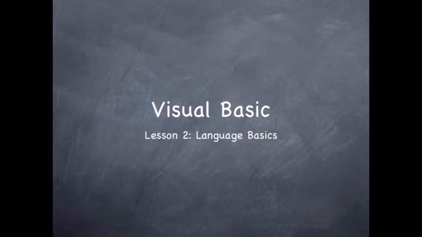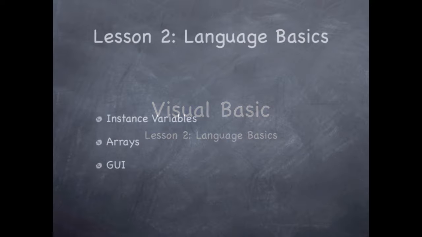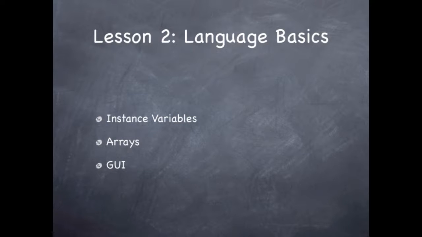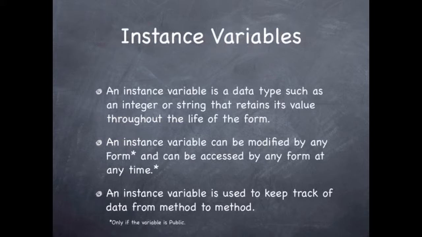Now, unlike Lesson 1, which was just basics, this is more oriented towards Visual Basic rather than programming languages overall. In this lesson, we'll be covering three main things that are basics for any program in Visual Basic, and those three are instance variables, arrays, and the GUI.